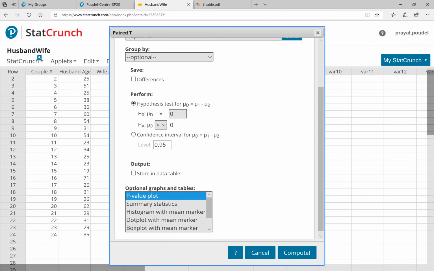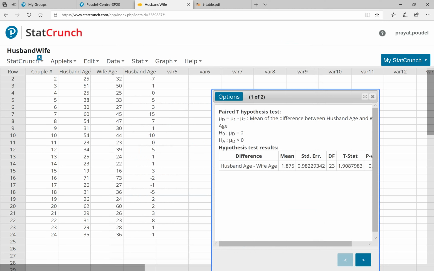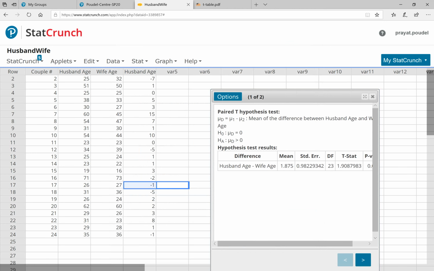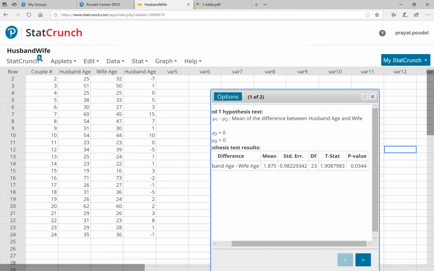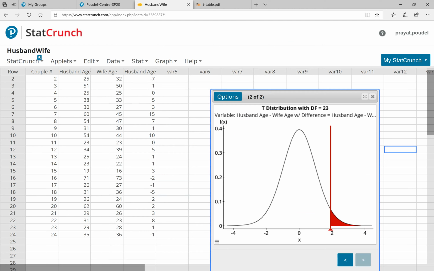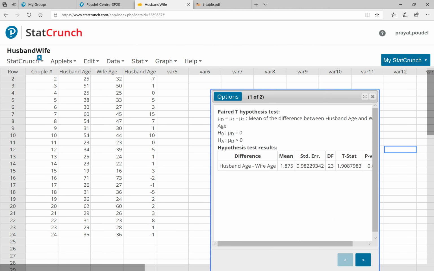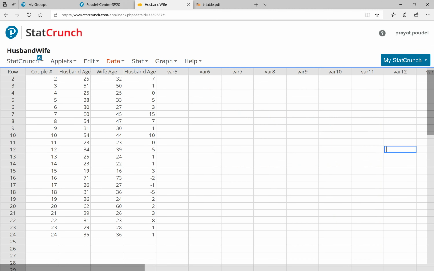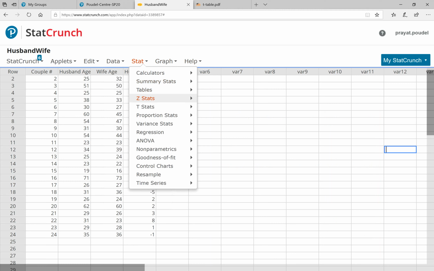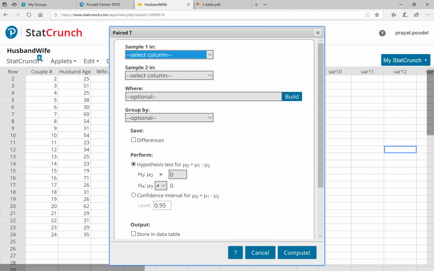If I do the p-value plot and compute, I see that my p-value again is 0.0344, and we get the same picture. So rather than computing the difference and then doing the one sample t-test, we could have directly done the t-stats on the paired sample. All right, so just pointing that out before we go back.